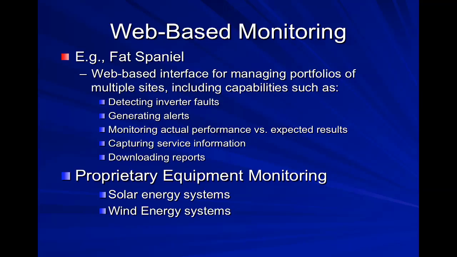There's ways that we can monitor. One of the ones given is an example known as Fat Spaniel, and Fat Spaniel is a type of monitoring system that can be customized to a variety of pieces of equipment. We've seen it quite often used with wind and energy equipment. Other manufacturers of this wind and energy generation equipment have their own proprietary monitoring, and almost all of these are available via the web. So this is changing very rapidly.